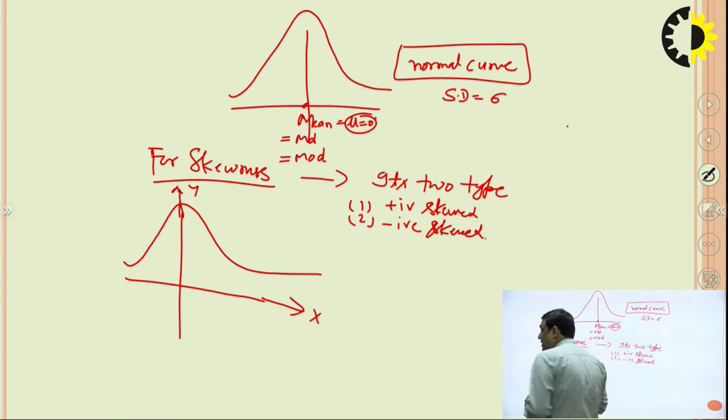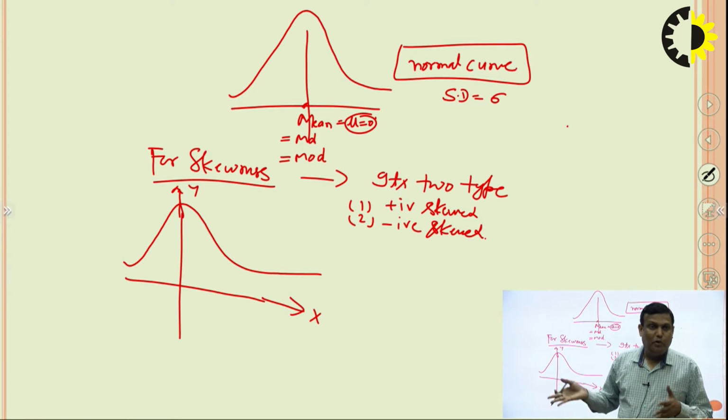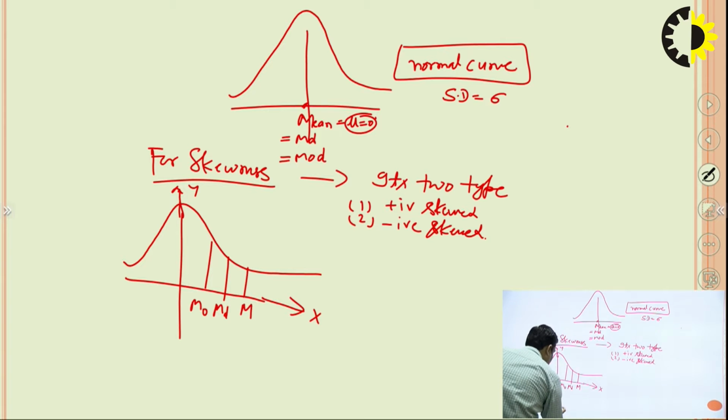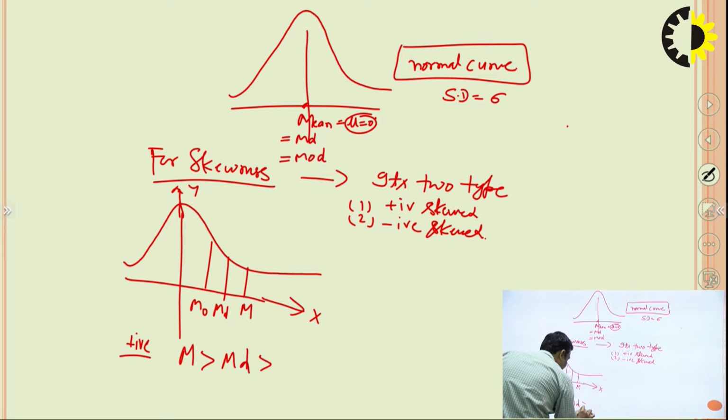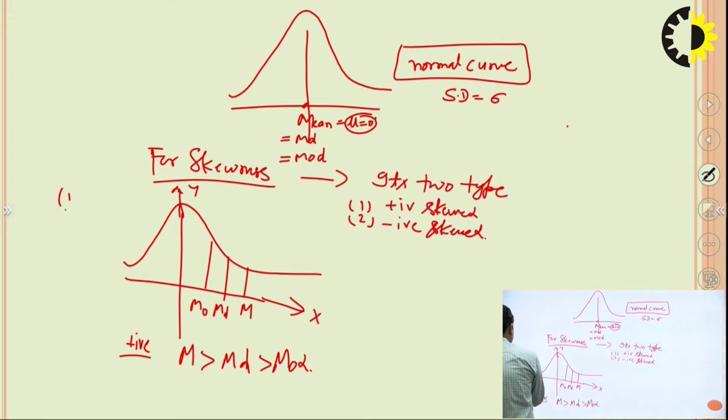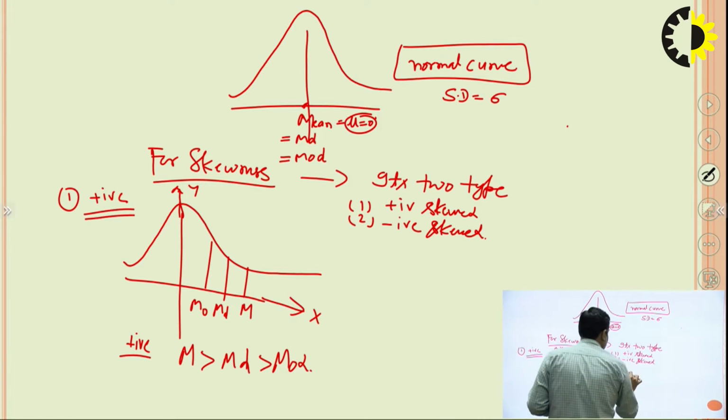And what is the behavior of mean, median, mode in positive skewed? Just check it. In positive skewed, mean greater than median greater than mode. This one is positive skewed, and the second one is negative skewed.